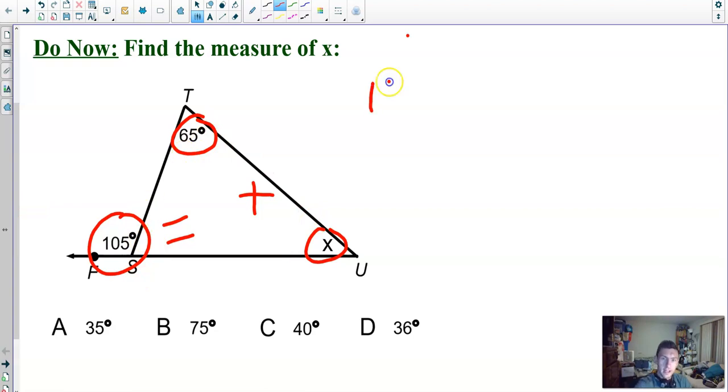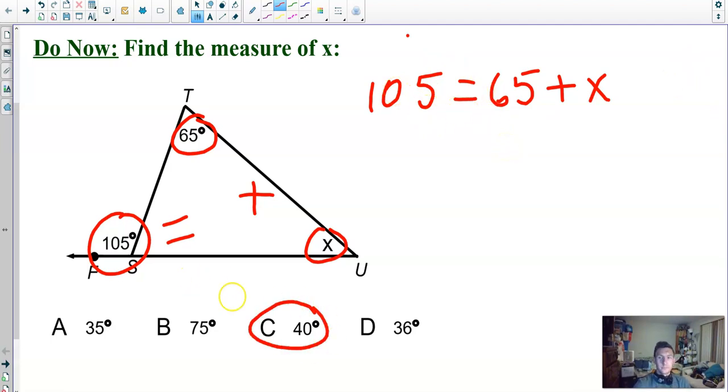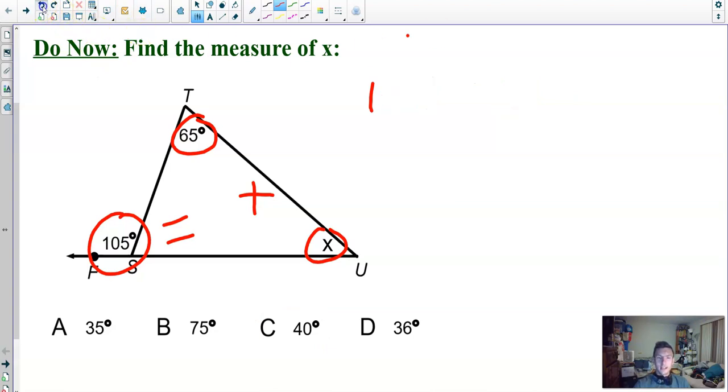So 105 equals 65 plus x. So I just have to figure out what that x is, and I do that by doing 105 minus 65, so x comes out to 40. That's one way of doing it, but I know that a lot of students don't love doing it this way and don't remember this way.